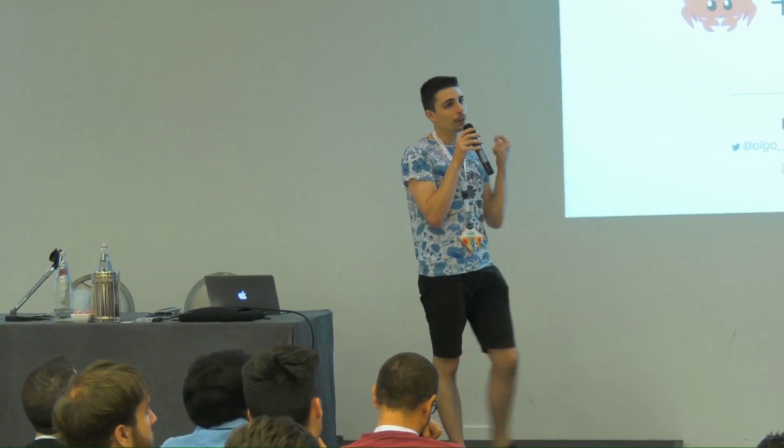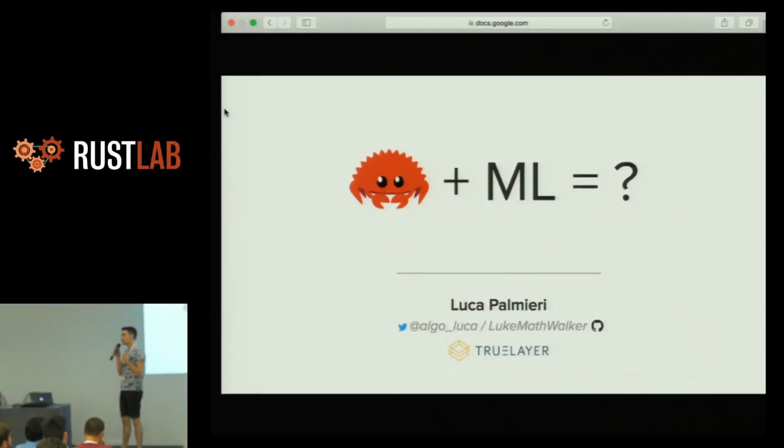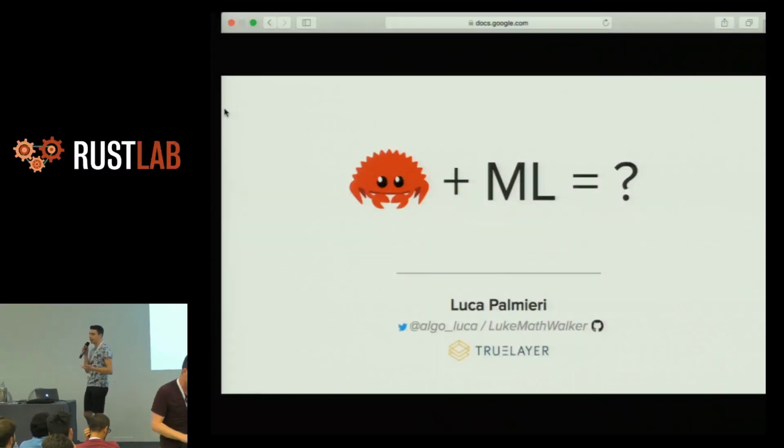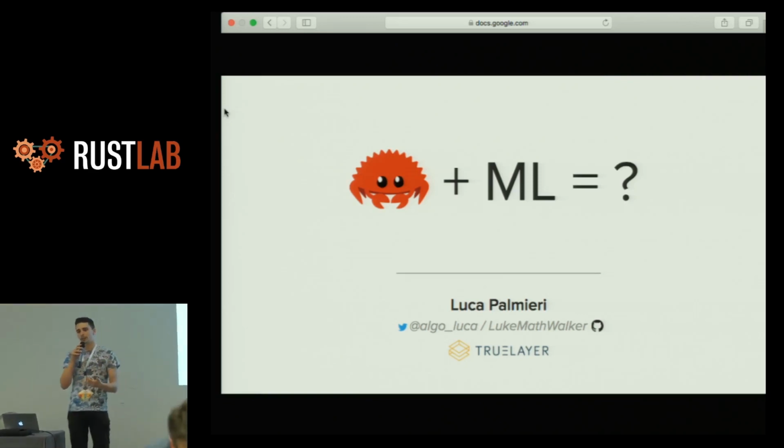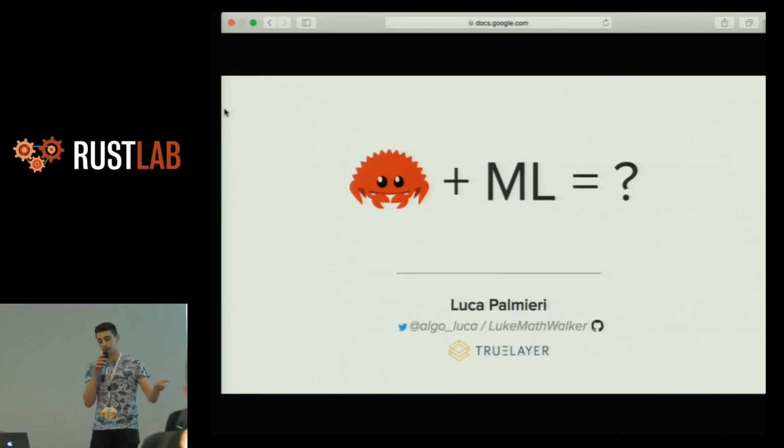At TrueLayer, we build financial technology to access data securely, so mostly around banking data. And we also try to enrich those data to make them useful for the people who consume them downstream.